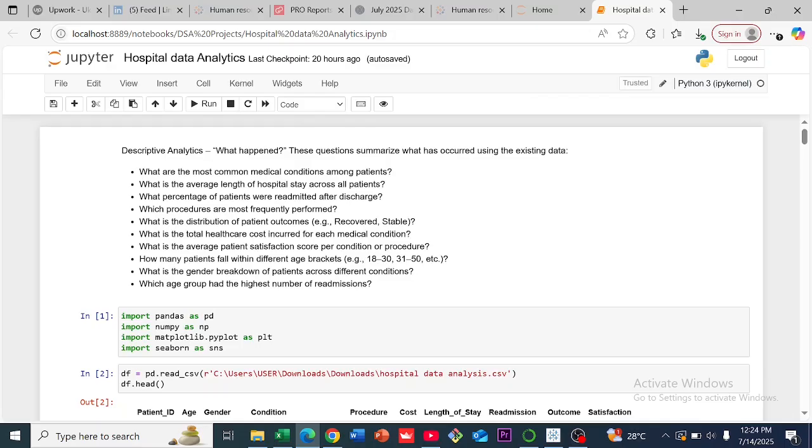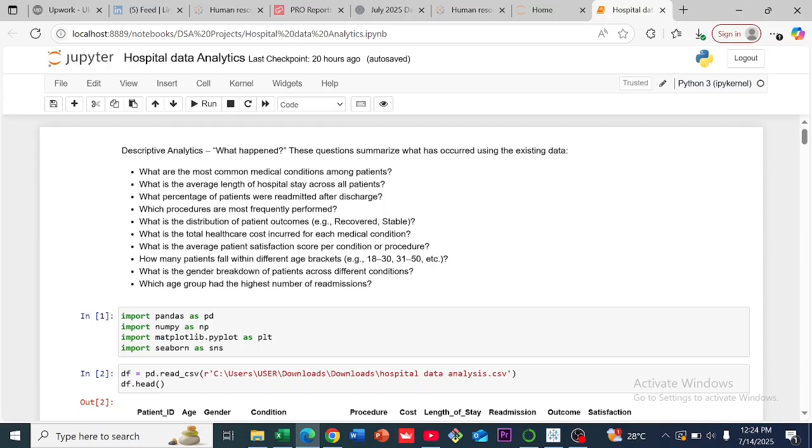If you take a look at this, you see we have some questions we would want to analyze or want to answer from this dataset. For example, what are the most common medical conditions among patients? What is the average length of hospital stay across all patients? What percentage of patients were readmitted after discharge? Which procedures are most frequently performed? What is the distribution of patient outcome?